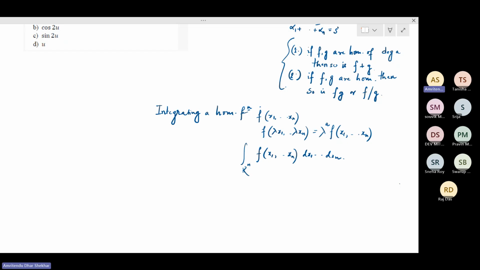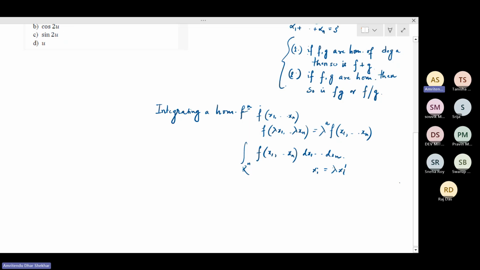Of course, we have to assume over here that this integral exists. Okay. So now what I can do is apply a substitution, like a change of variable operation. And a change of variable operation is basically this: I write x1 to be equal to some lambda times x1 dash, and for all i from 1 to n. So xi is equal to lambda times xi dash.